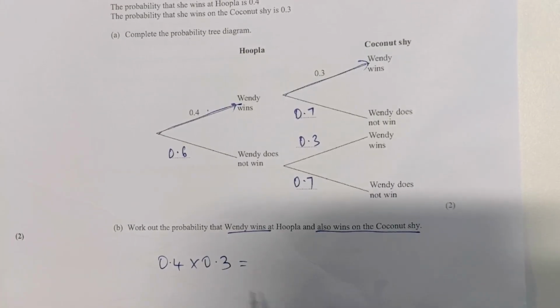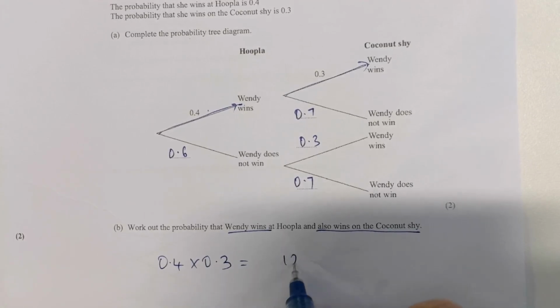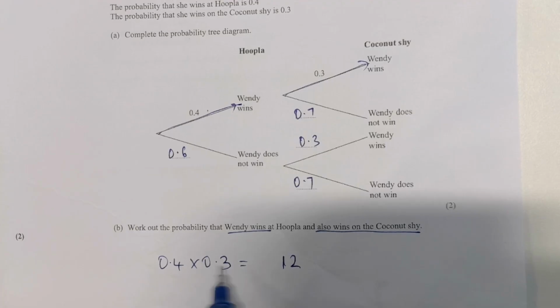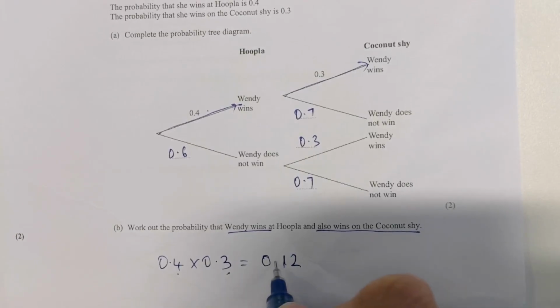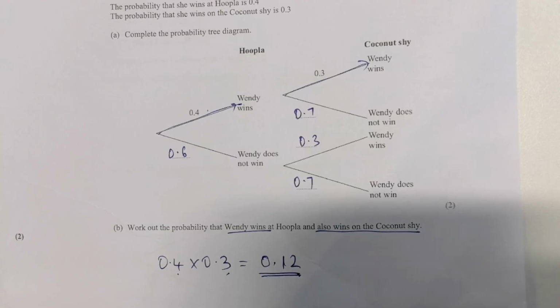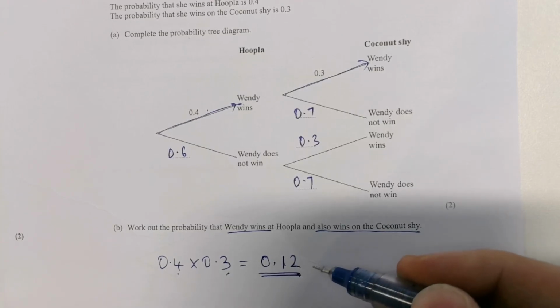And without a calculator, 4 times 3 is 12. And as there's a decimal there and a decimal here, the answer will have two decimals, so this is the answer. You should also note that our answer cannot be greater than 1.